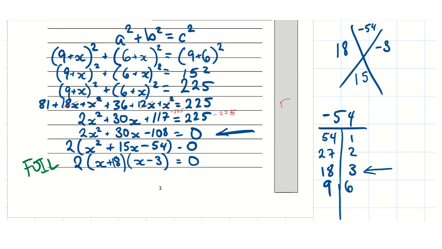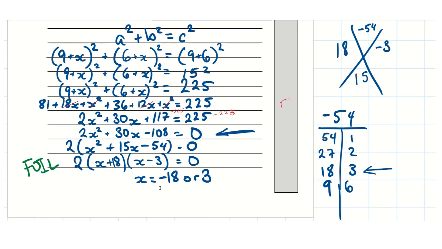But that doesn't actually tell us what x is equal to. So what is x equal to? If I want this whole thing to be equal to 0, I'm going to find out that x is equal to either negative 18 or 3. Negative 18 or 3. Okay?